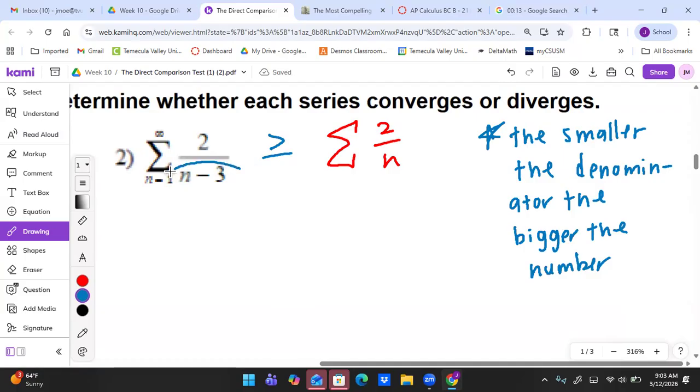This is a smaller denominator. So this series is bigger. That's why it's greater than.